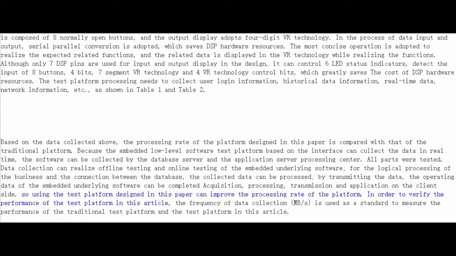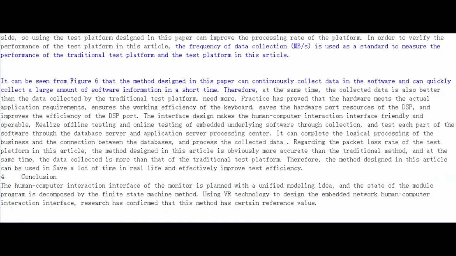In order to verify the performance of the test platform in this article, the frequency of data collection, in MB/s, is used as a standard to measure the performance of the traditional test platform and the test platform in this article. It can be seen from Figure 6 that the method designed in this paper can continuously collect data in the software and can quickly collect a large amount of software information in a short time. Therefore, the collected data is also better than the data collected by the traditional test platform.